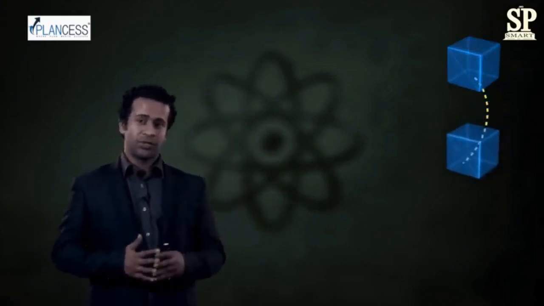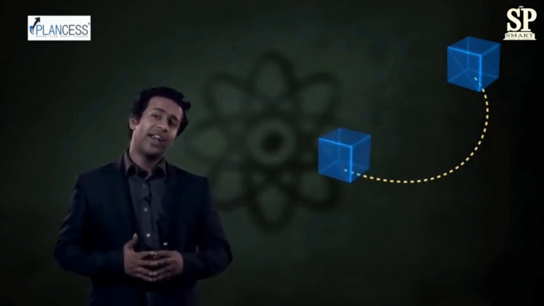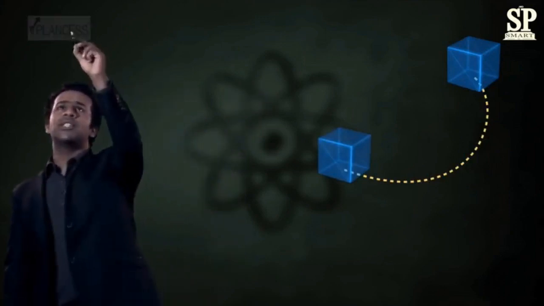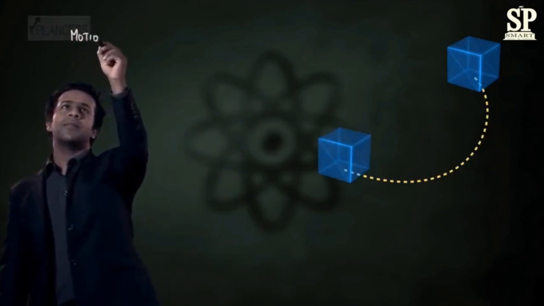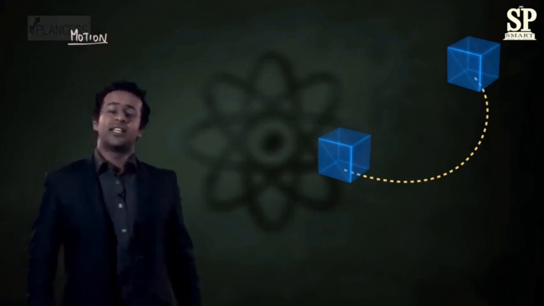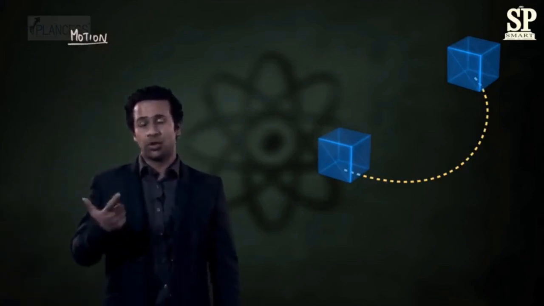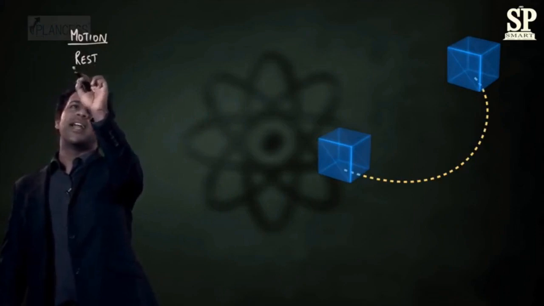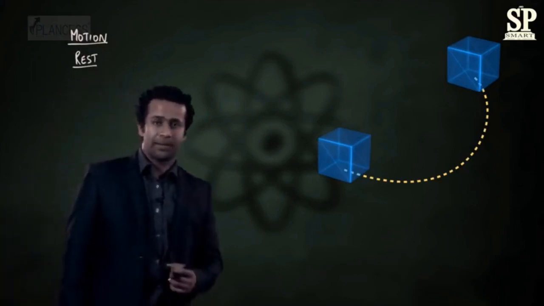Now, a body is said to be in motion when it moves, and when it stops moving, it is said to have come to rest. So, the word motion means that the object or the body is in motion, and when it is not in motion, it is said to be at rest. Right.